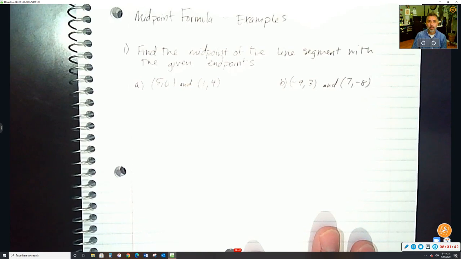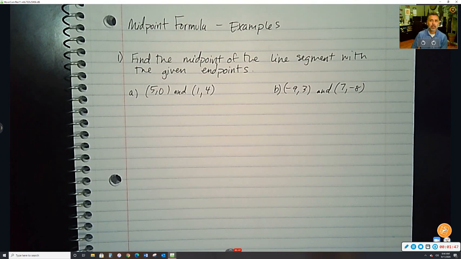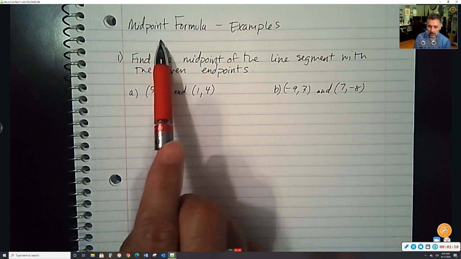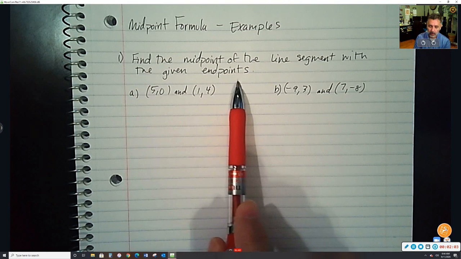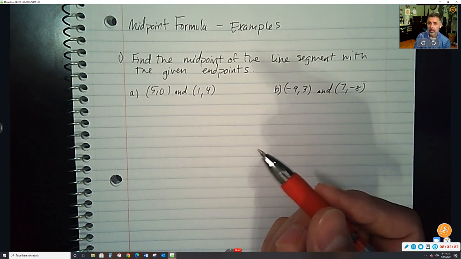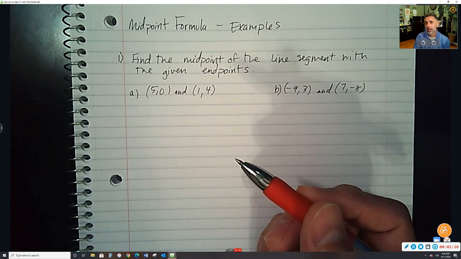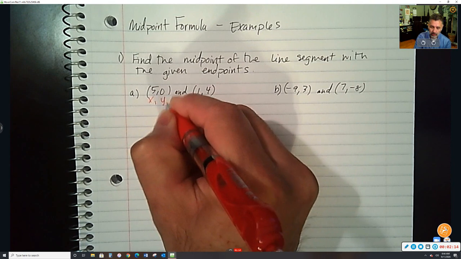So again, I'm not doing too many examples. We will be graphing some of these in one of the assignments that we do for this, so you should remember how to graph points. Here's some examples. Find the midpoint of the line segment with the given endpoints. Here are my two endpoints. What we first have to do is identify x1, y1, x2, y2.